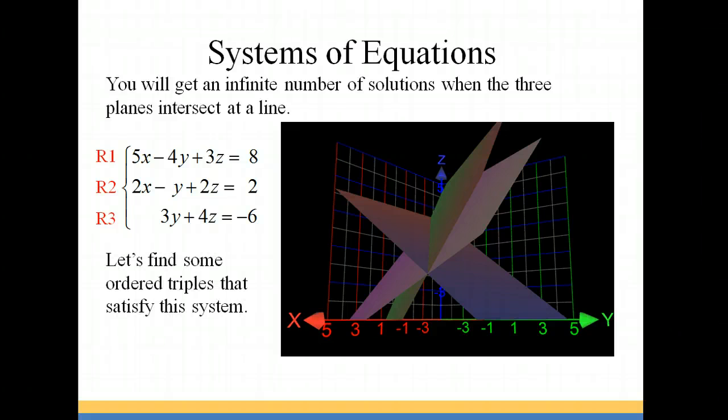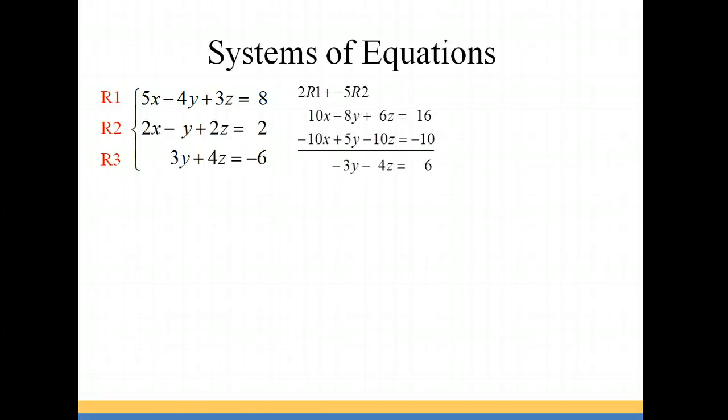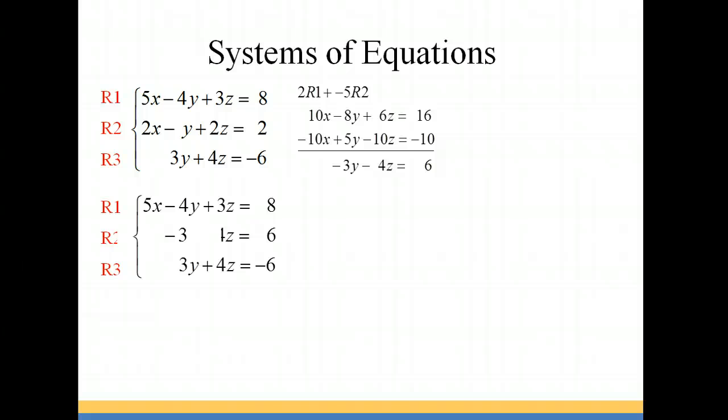Okay, so what we want to do is find some ordered triples. So we're going to do that by trying to solve the system of equations first. So using some Gaussian elimination, we're going to multiply the first equation by 2 and add it to the second equation multiplied by -5. And it simplifies down to -3y minus 4z equals 6. Then we're going to replace row 2, or equation 2, with our new equation in our system of equations.